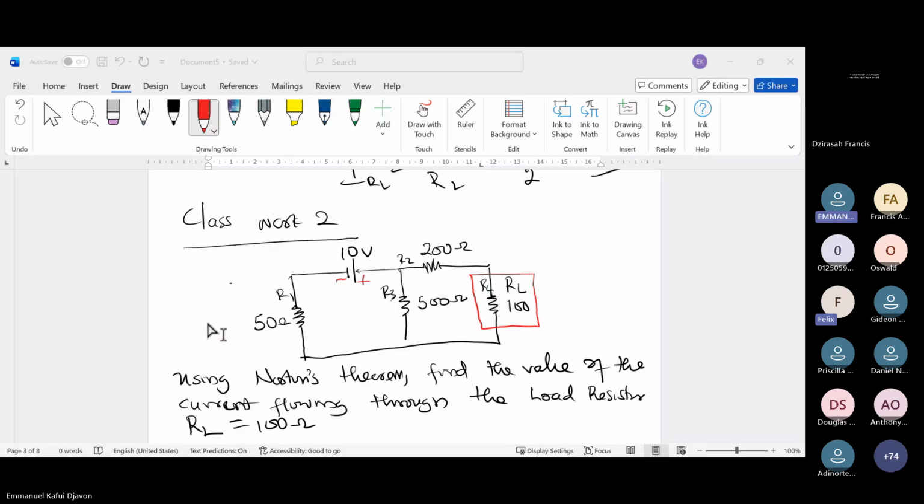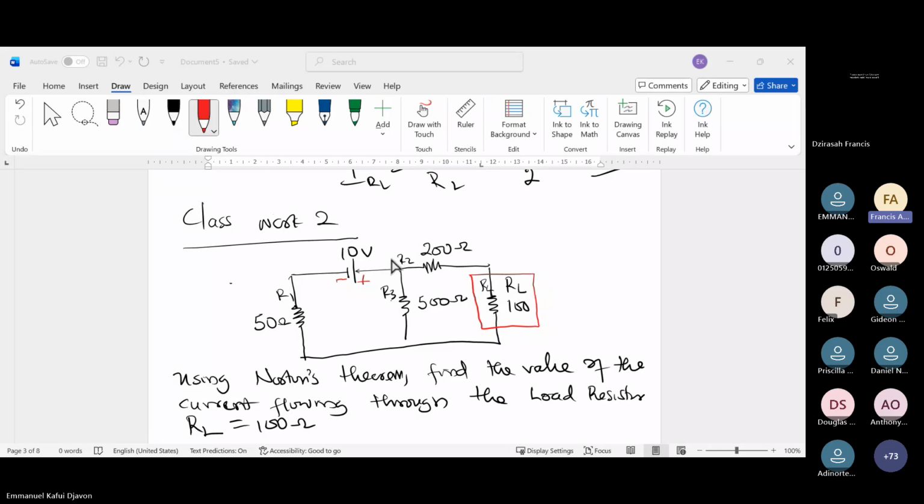Please, I got the final answer for the total voltage: 5.87. Is it correct? Yes, it's correct. Okay, the final answer? Yeah, that's the final. Very simple.